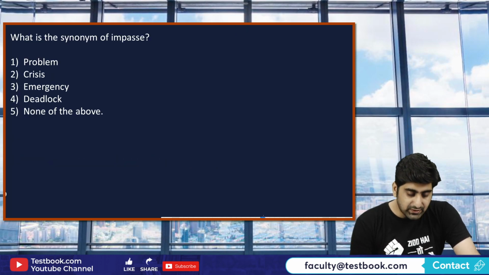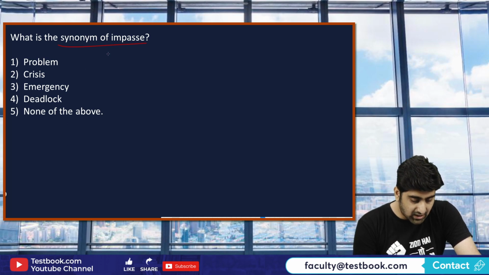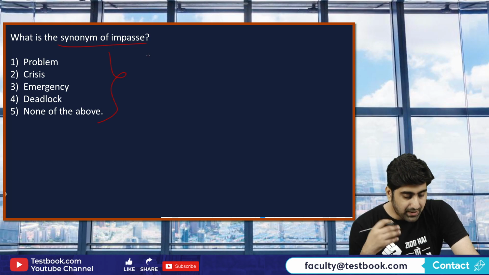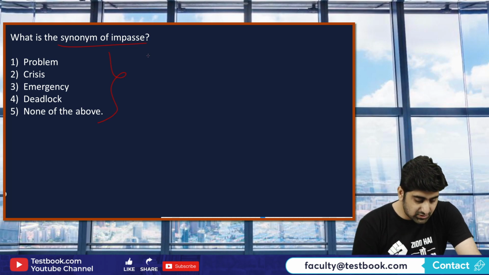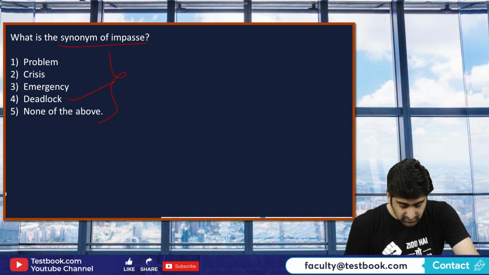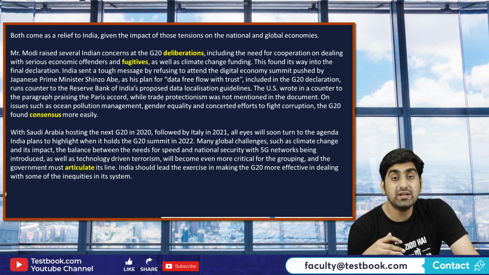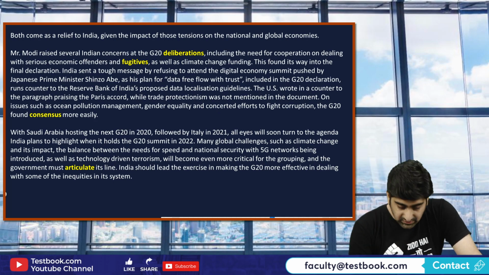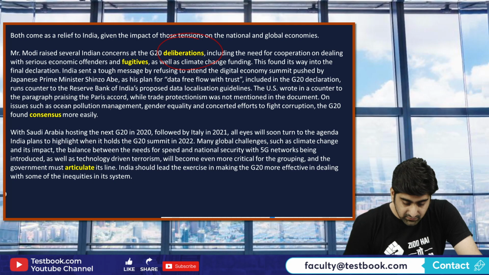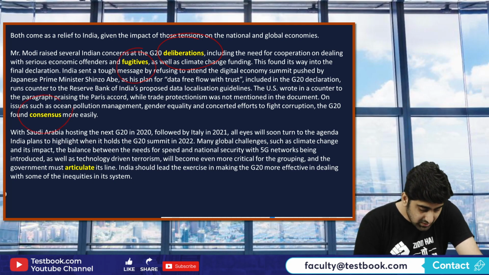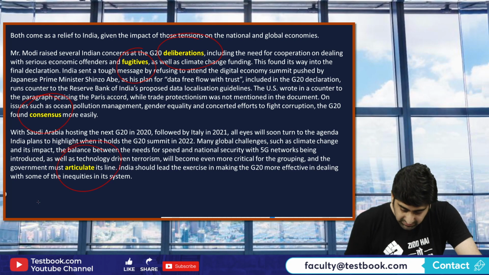Okay, moving on to the exam question. We have been asked to write a synonym to the word impasse. Impasse basically means what? Deadlock, so it can be taken as the correct answer. Okay, so deadlock is the correct answer. Now we have the remaining words. If you look carefully, we have the words deliberations, fugitives, consensus, articulate.